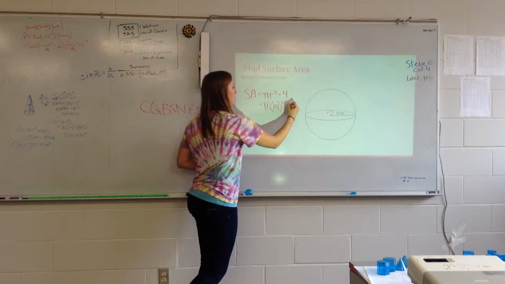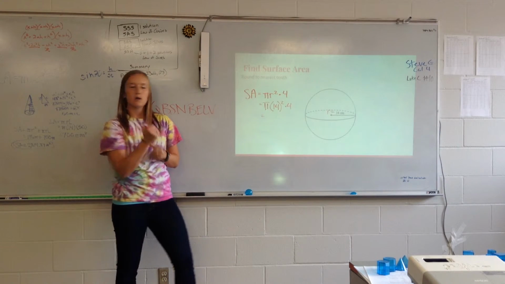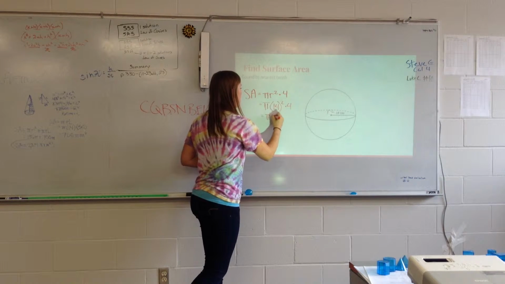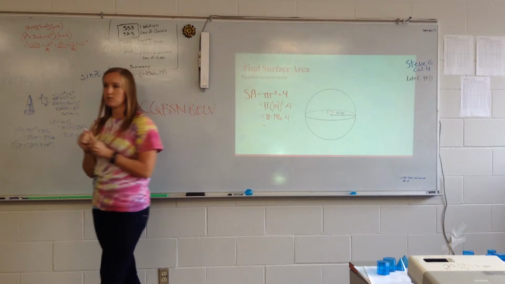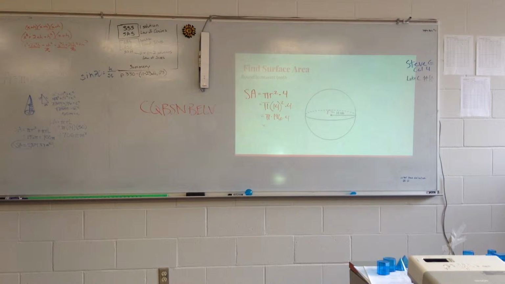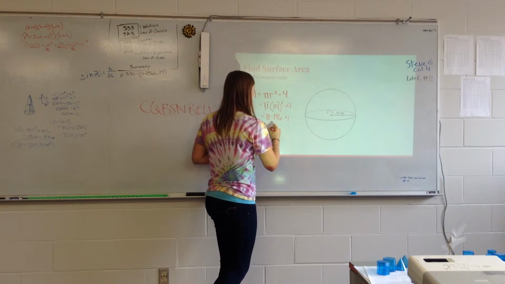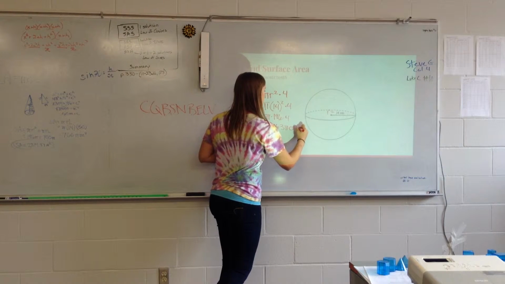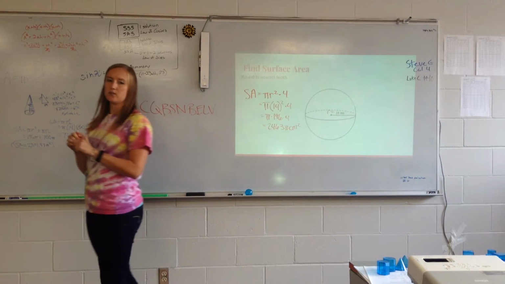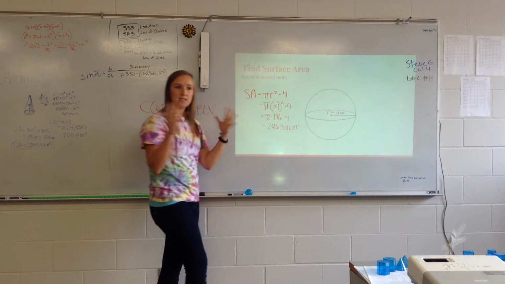14 squared. Someone tell me what 14 squared is on their calculator? 196. Yep. Now, what's 196 times 4? Someone's calculator? 784. Really, you all should be doing this, was it? 784. And so, now, is this an exact or approximate answer? Exact, because we left pi in it, we didn't estimate it, right?